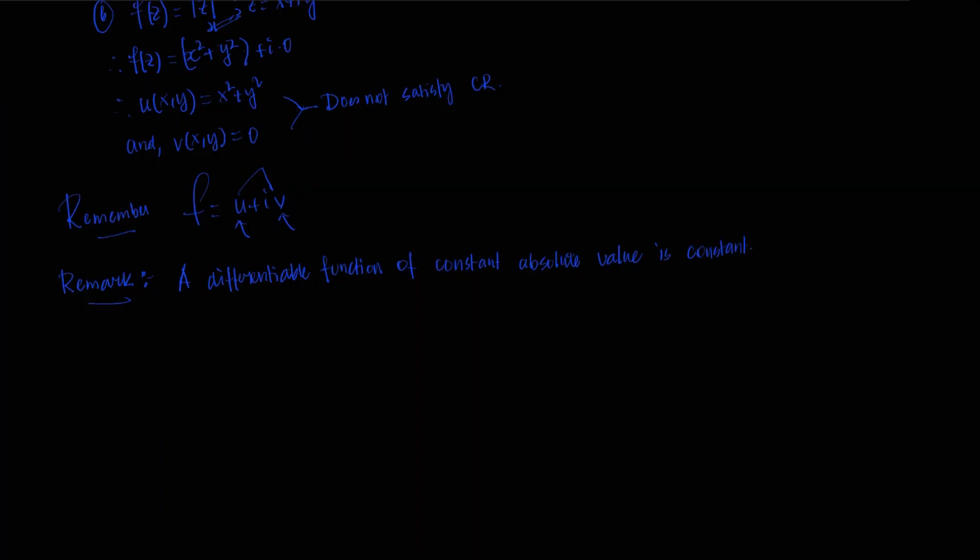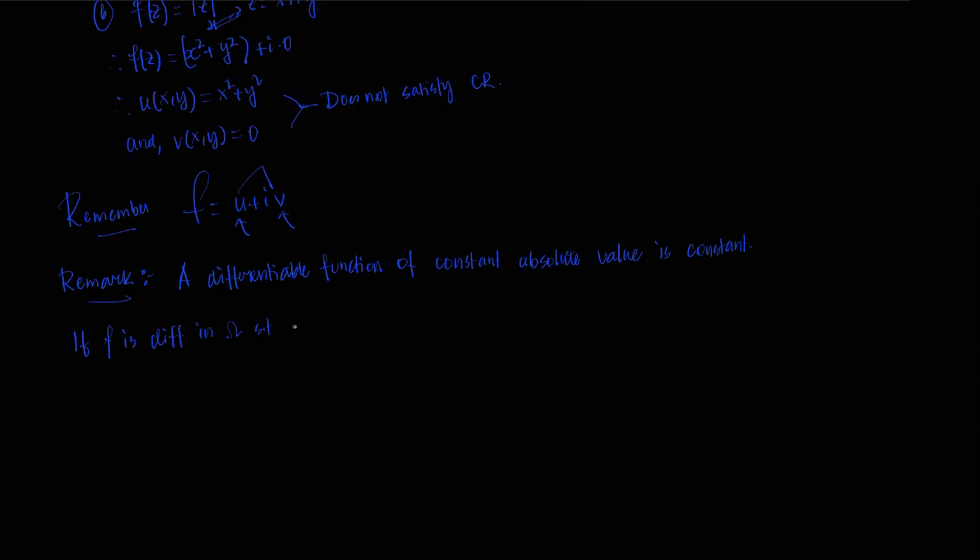Okay, this is maybe a little vague statement. So what I am basically trying to tell you is this. Let's say f is differentiable in omega, such that mod f(z) equals, let's say, 1, or any other constant, doesn't really matter, for all z in omega. Then f(z) has to be constant throughout omega. Is it okay? This is a very, very simple statement. So let's just look at how this thing works.